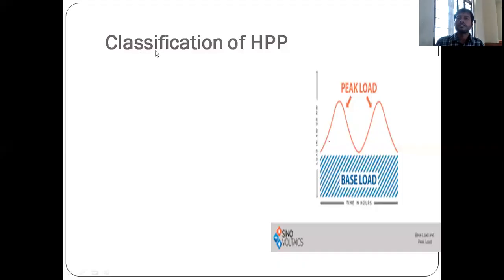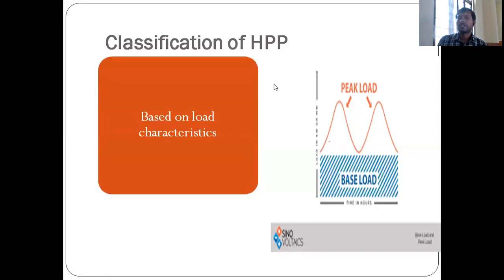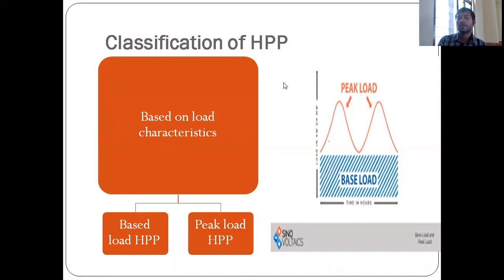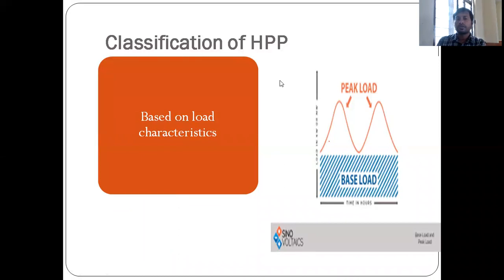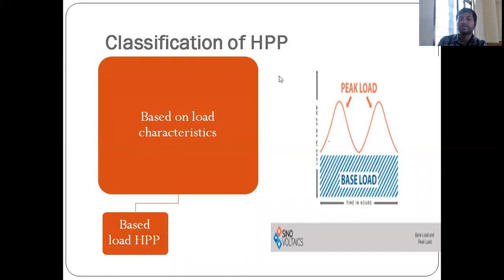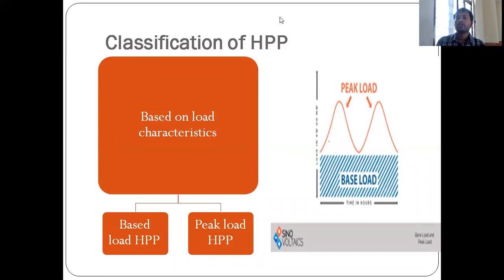Next, another topic is classification of hydropower plants. I will classify this one based on the load, that is peak load or base load. So there are two types of loads: one is base load, another one is peak load. What is base load and peak load? We need to discuss regarding that.